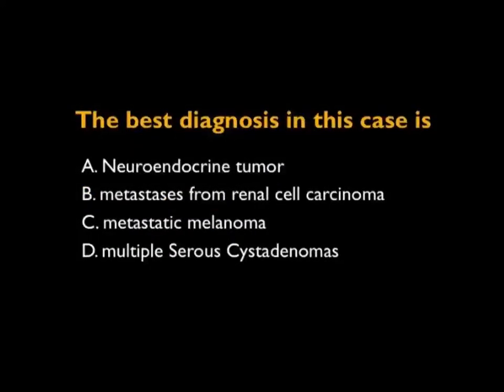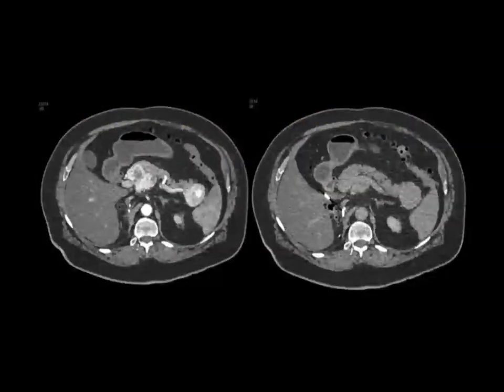This is an interesting case, and I'm asking for the best diagnosis. I'm showing you arterial and venous phase imaging. In arterial phase imaging, you see vascular lesions in the head and tail of the pancreas, which quickly become isodense.